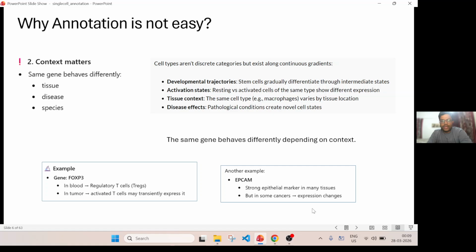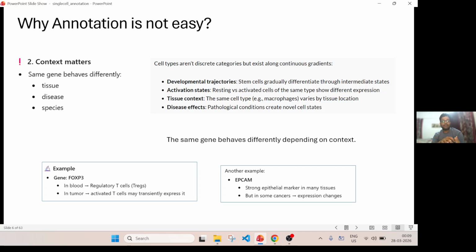Now the next challenge is context, which is very important, because the same gene will behave differently depending on the tissue, disease and species. Let's take an example, developmental trajectories. Let's say a cell is evolving, developing. At what state the single cell experiment has been done will decide which gene is expressed and which gene is not expressed. In the same way, for activation state, a resting cell and an activated cell will have different gene expression profiles. So that's where your markers will be different.